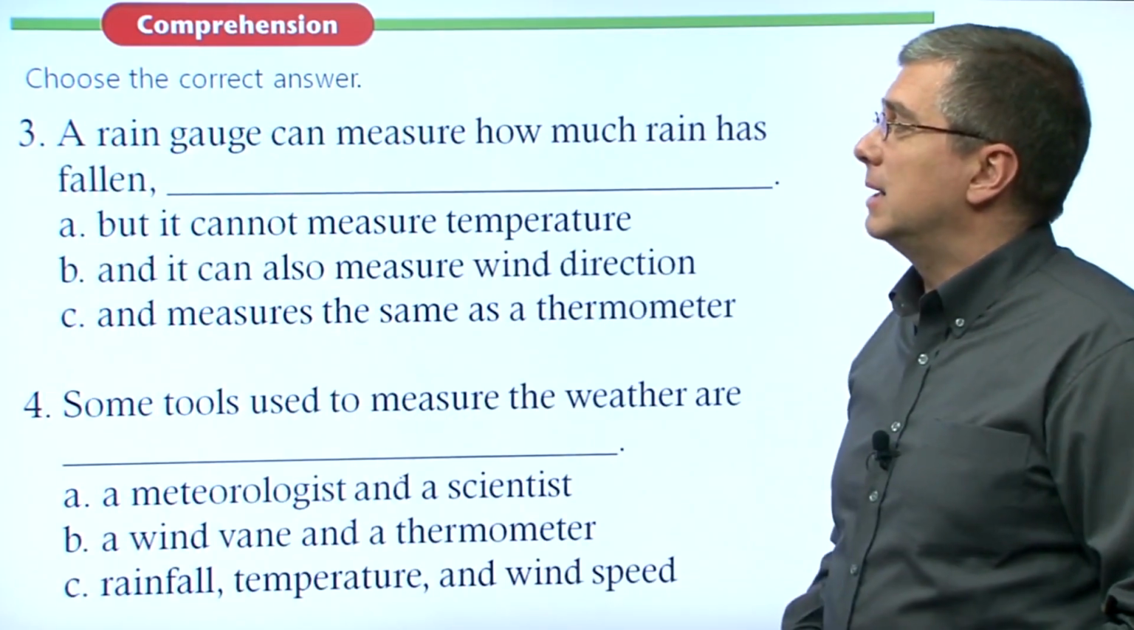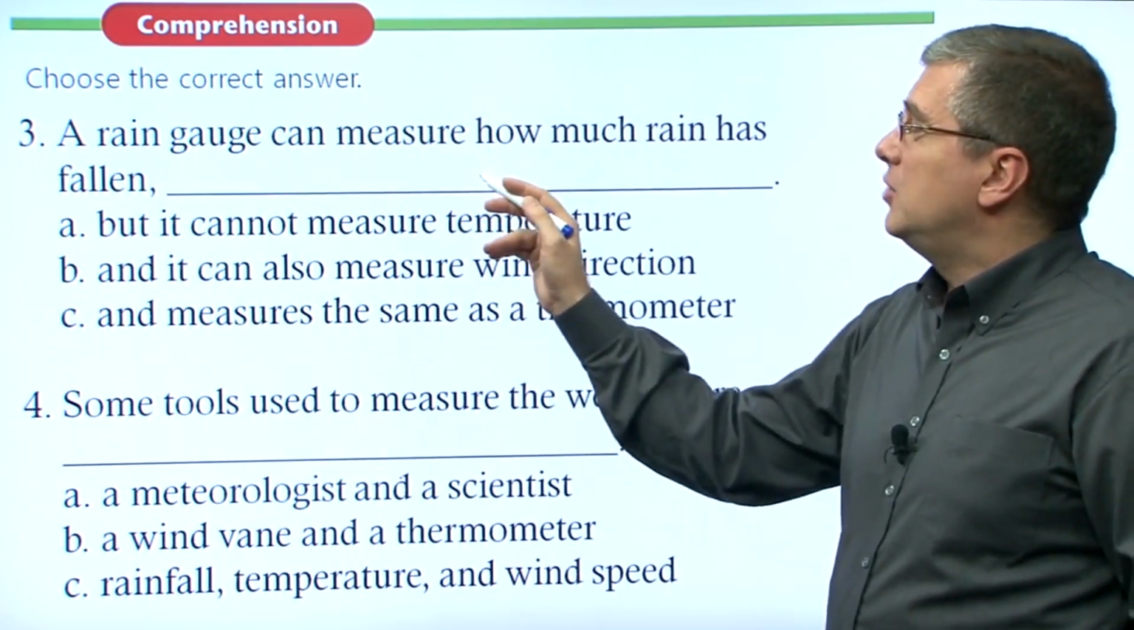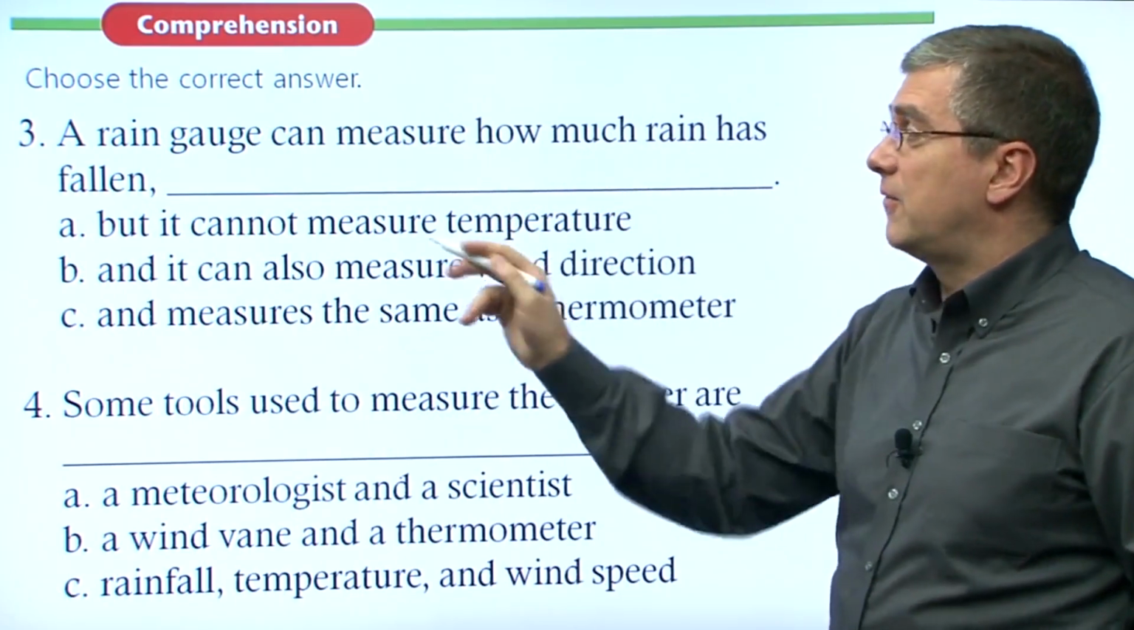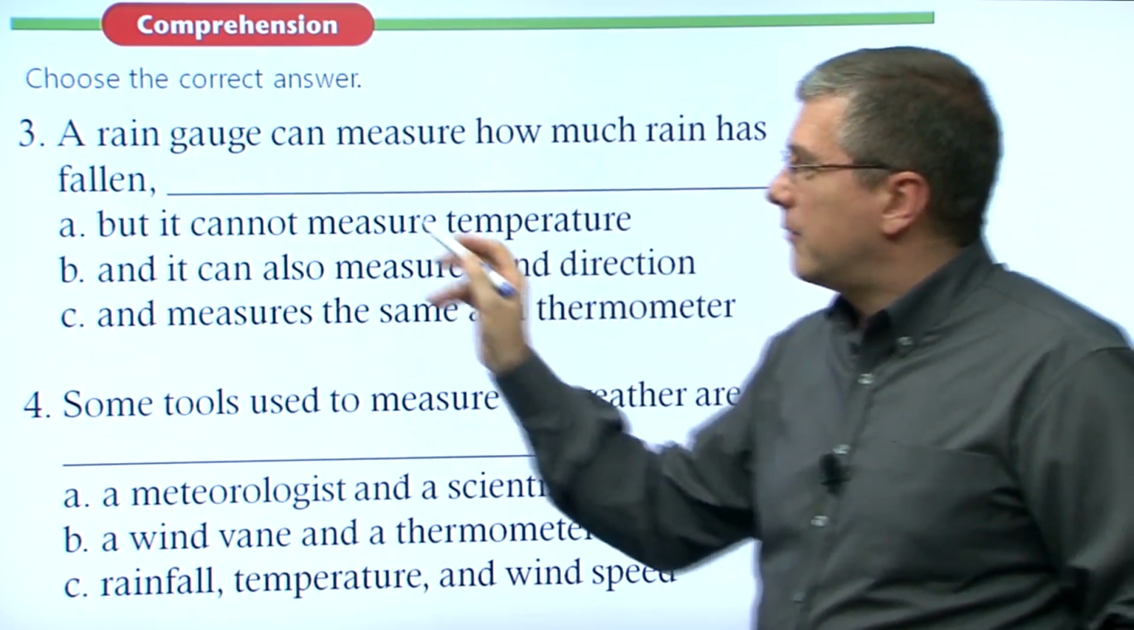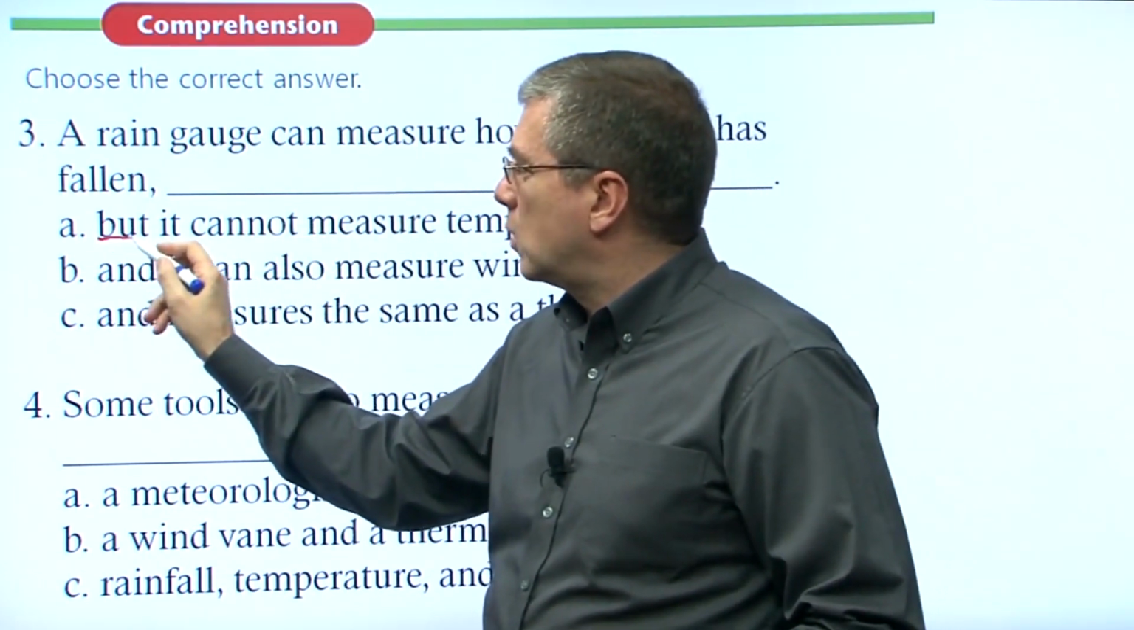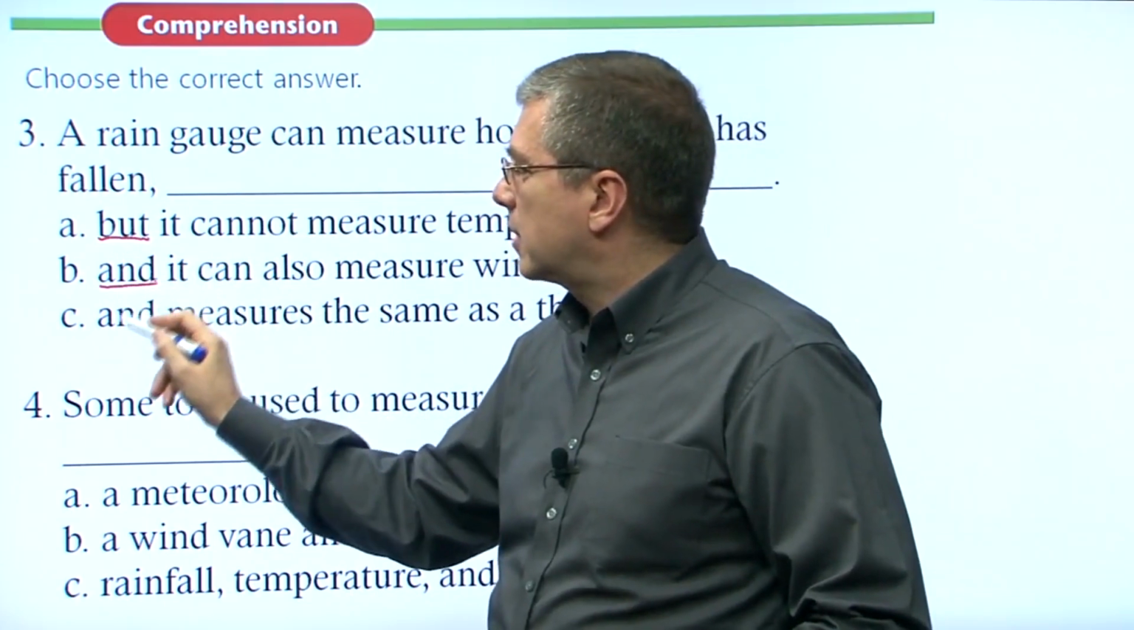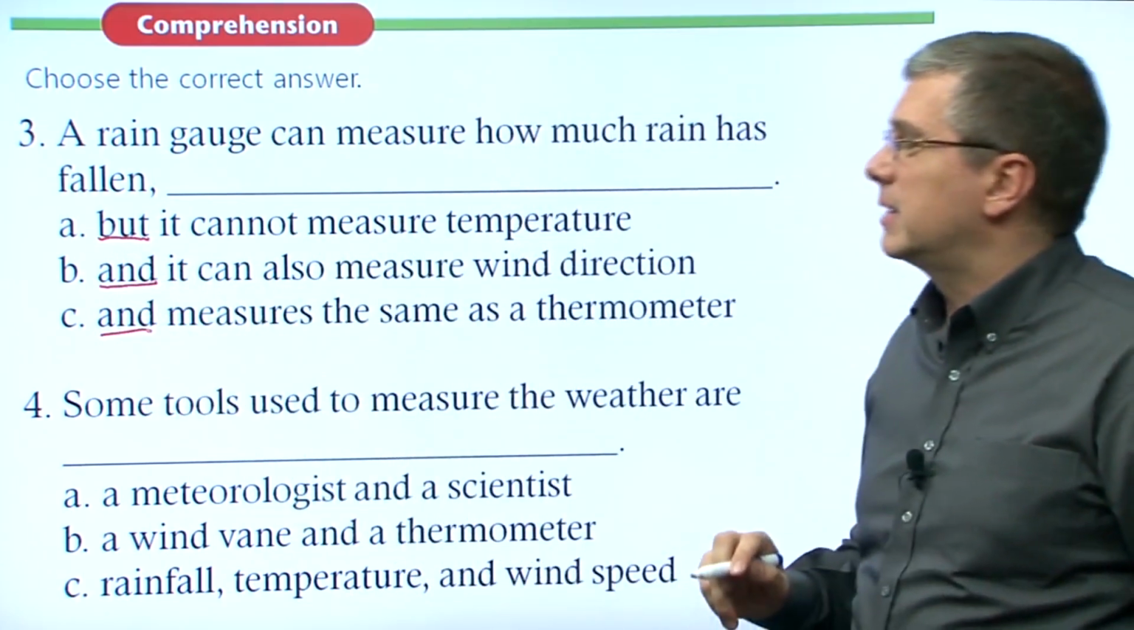Let's move on to number 3. A rain gauge can measure how much rain has fallen. Now, here we have the next part of the sentence. One of them starts with but, 2 of them start with and. That's important. Let's take a look.